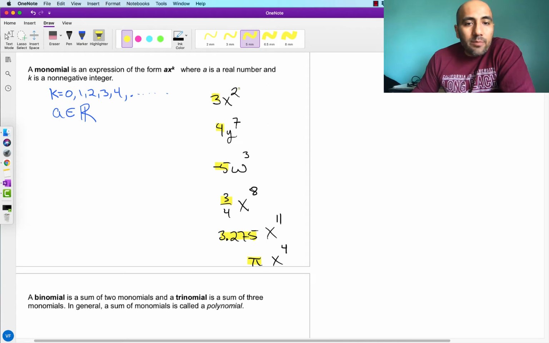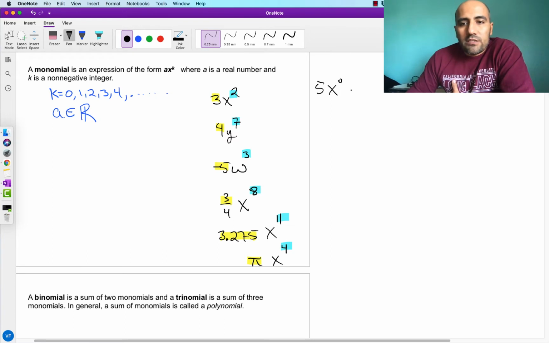The exponents, notice that the exponents have to be one of these: 0, 1, 2, 3, 4, 5, right? It's got to be a non-negative integer. So, for instance, the 2, the 7, the 3, the 8, the 11, the 4, they're all members of the non-negative integers, right? Notice that 0 is in there. So that means that something like 5x to the 0 power is still a monomial.